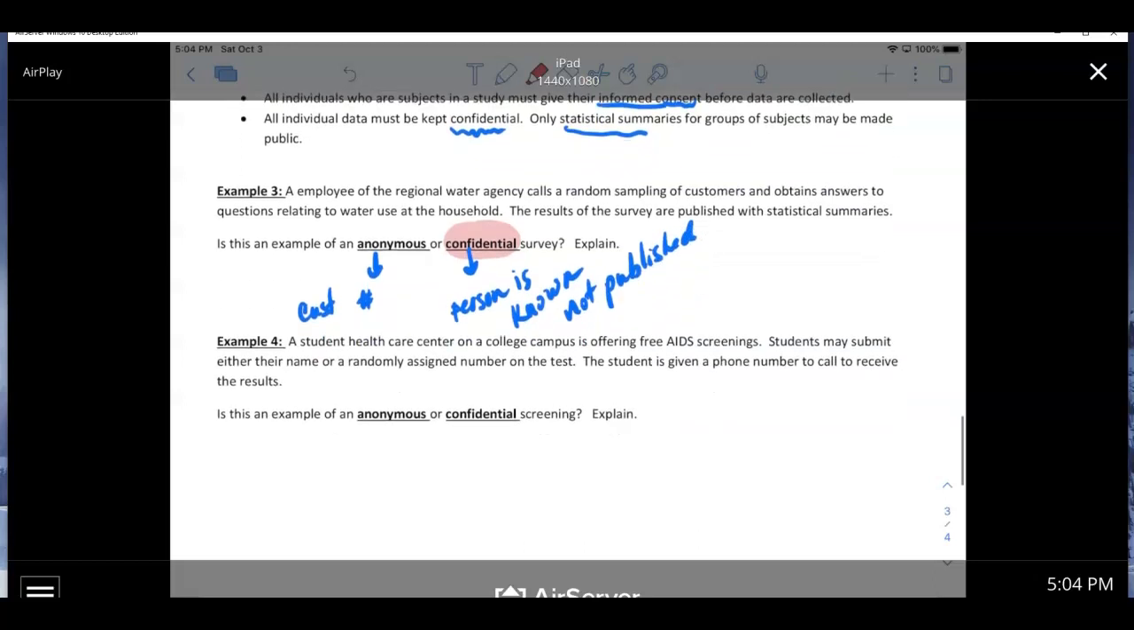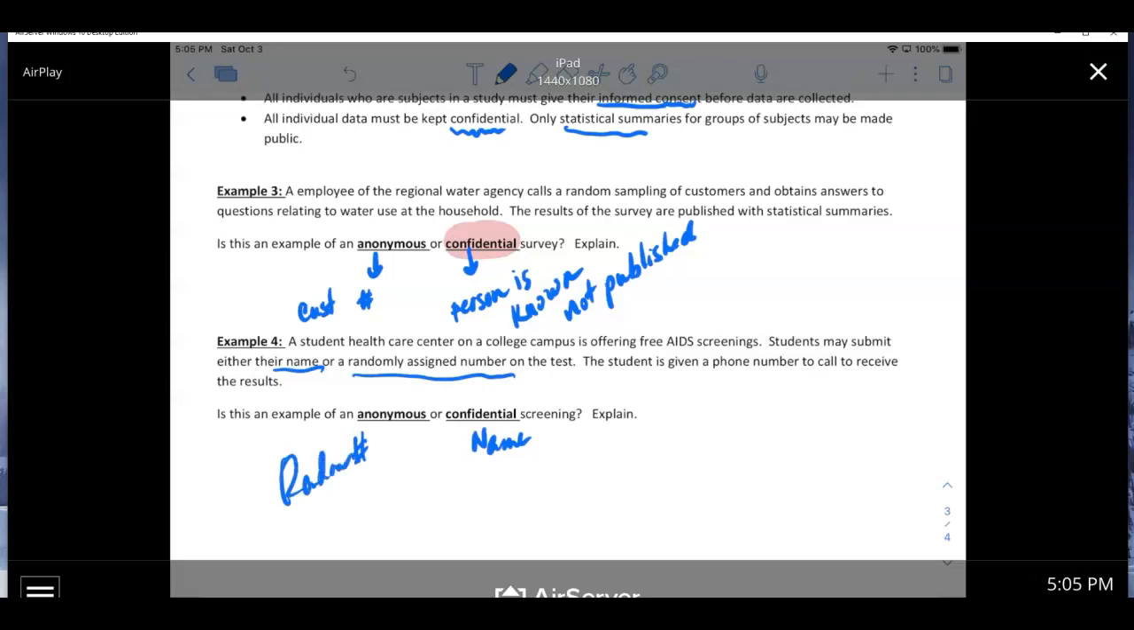In example 4, a student healthcare center on a college campus is offering free AIDS screening. Students may submit either their name or a randomly assigned number on the test. The student is given the phone number to call to receive the results. So this one could be either or, depending on which one they use. Do they use their name or do they use the randomly assigned number? If they use their name, then it's confidential. And if they use the number, then it's anonymous.